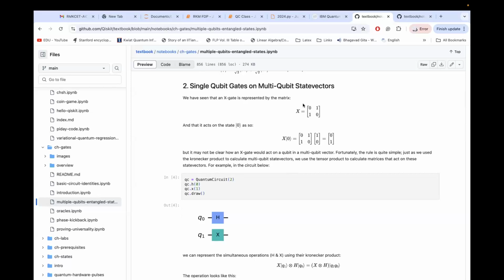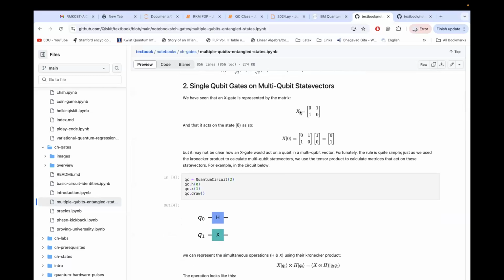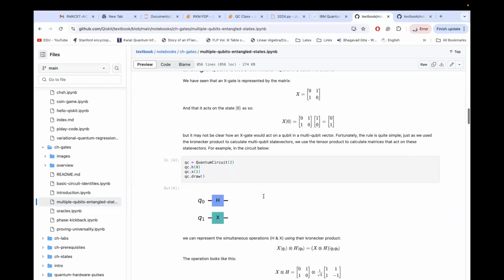And these are single qubit gate operations. From the Qiskit textbook, you can get this X operator, the Pauli X operator, you know, right? 0, 1 and 1, 0. And when you apply this X operator on the 0 state, the state will become 1. That is, 0 is turning to 1.